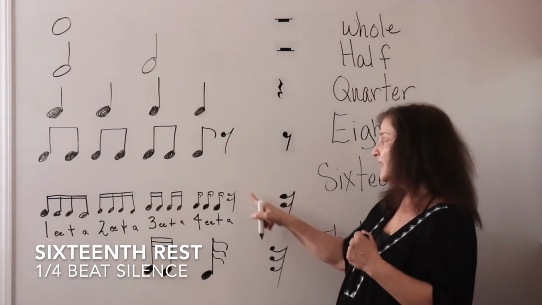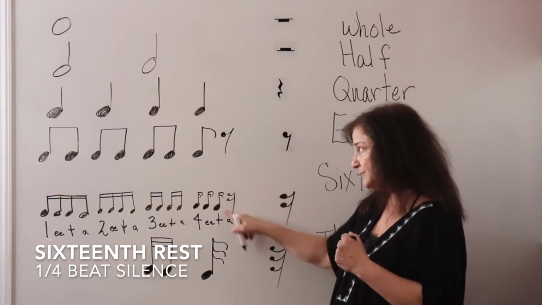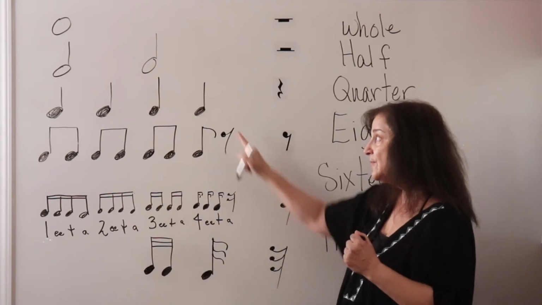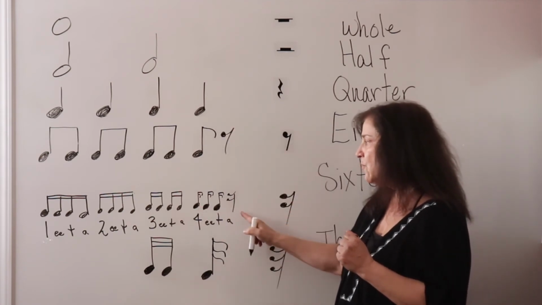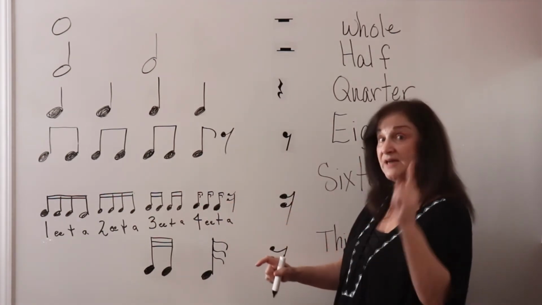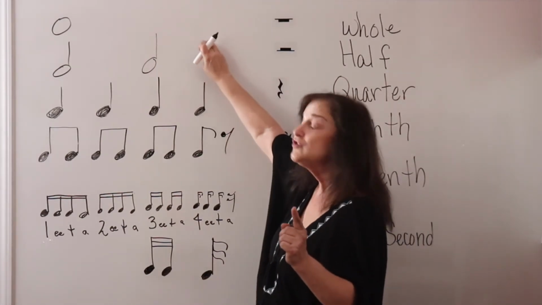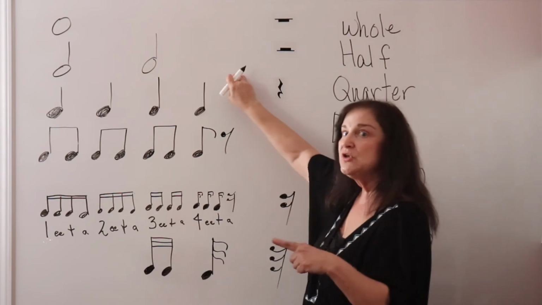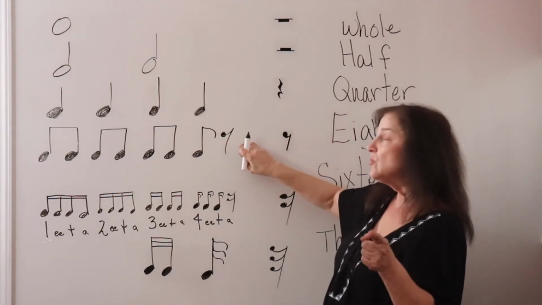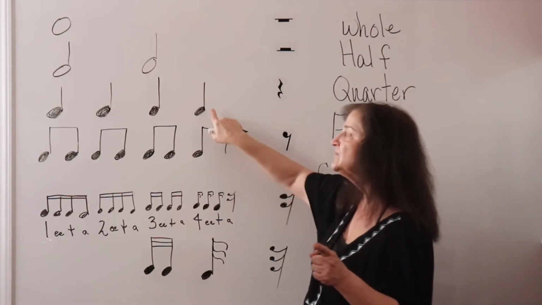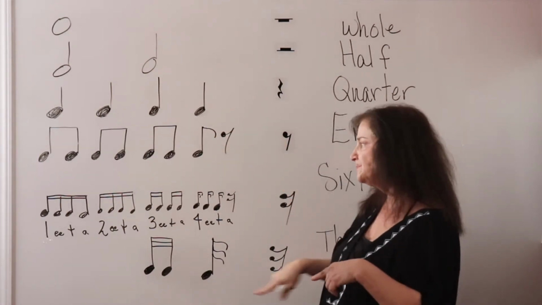But that is a quarter of a beat. These are half of a beat. These are a quarter of a beat. Not to be confused with, I'll say it again, half note, which is 2 beats, quarter note, which is 1 beat. Eighth notes are a half a beat each because those 2 halves equal 1.